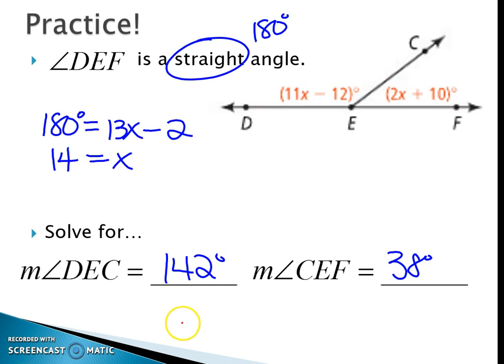Here are the answers. You add 11x plus 2x, which is 13x, and you add negative 12 plus 10, which is negative 2. You're adding these two because they add up to be 180, so make it equal to 180. I got x equals 14. I plug 14 here and here with the parentheses, and I got 142 for angle DEC and 38 for angle CEF.